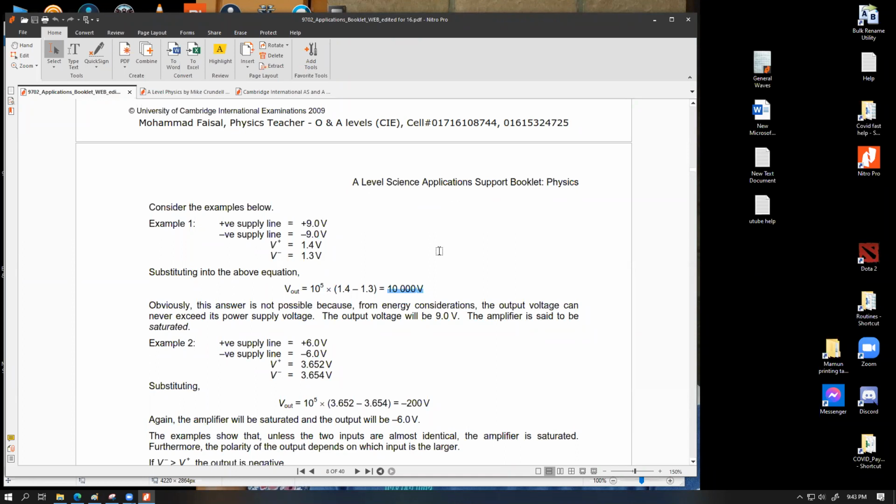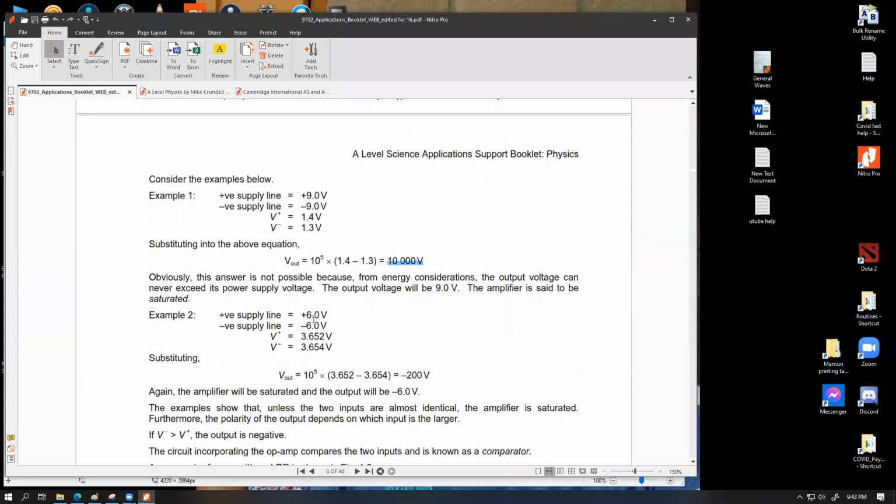On the other hand, you can see over here that for a different example, if you have another setup, we have a supply line of plus minus 6 volt, but the V plus is 3.652 volt. You can see it's very precise up to the third decimal place, and V minus is 3.654 volts. So there is a difference of only 0.002 volts. Even in this case, because the gain value is too large, 10 to the power 5, the output is becoming minus 200 volt, which means in this case also, this op-amp is going to become saturated because it's going to give us an output of minus 6 volt.